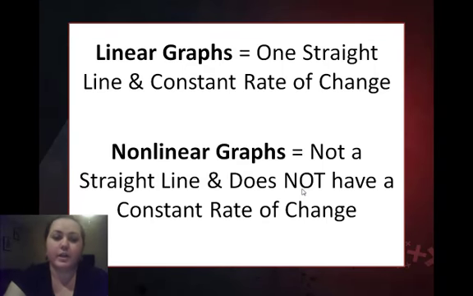Okay, linear and nonlinear functions. A linear graph, if you graphed it, you would have one straight line. And if you looked at it in a table, there would be a constant rate of change. A nonlinear graph, when you graph it, does not make a straight line. So it either has a curve, or it has a break in the line, or a bend in the line somewhere. And that does not have a constant rate of change.